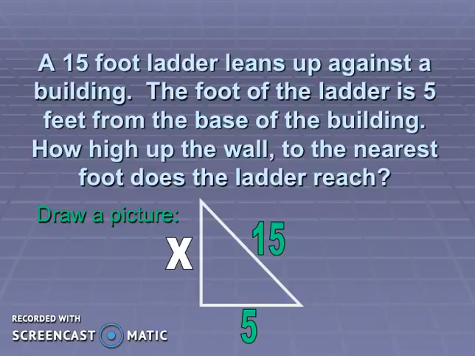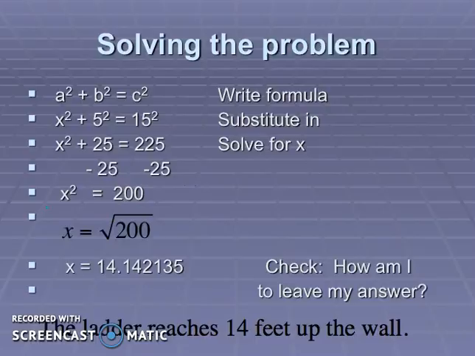Therefore, we've got 15 as our hypotenuse, X as our A, and 5 as our B. Once we've done that, we just write the formula, substitute in the values, and solve for X. So in this case, we've substituted X in for A, 5 for B, 15 for C. So if we write it out as the original formula, X squared plus 5 squared equals 15 squared.